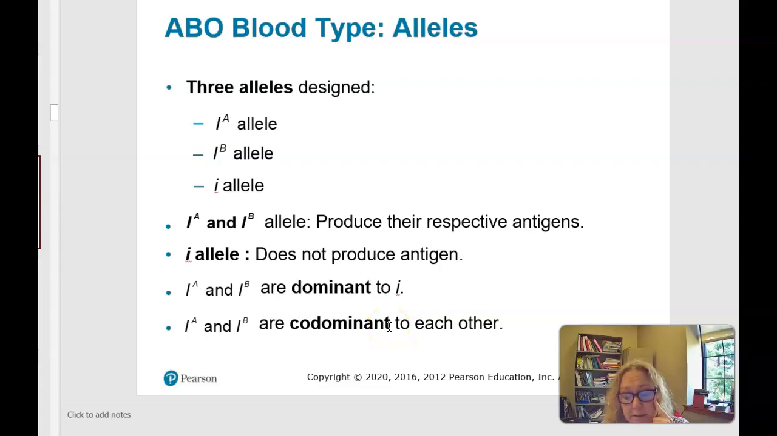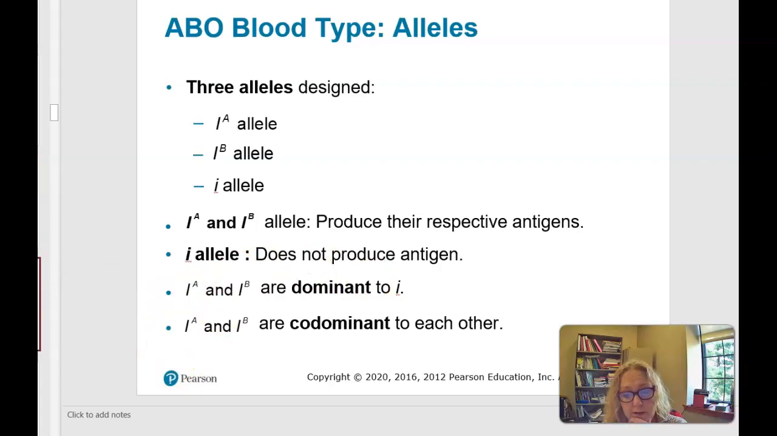Does that make sense? Take a second. Pause the video. Does this make sense? A and B are both dominant to O or I, whatever you want to use. If it's AO, you have blood type A. But if it's AB, those are codominant to each other. So take a second, make sure that makes sense.